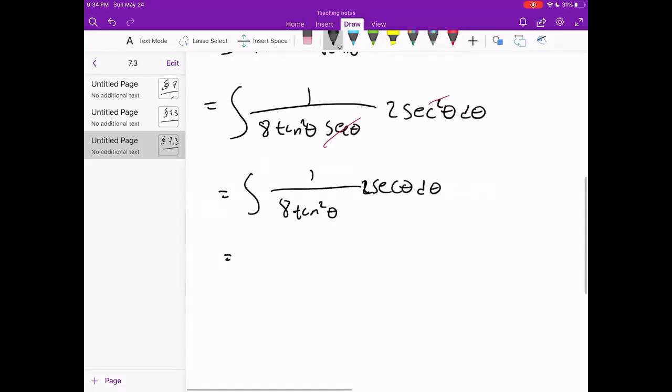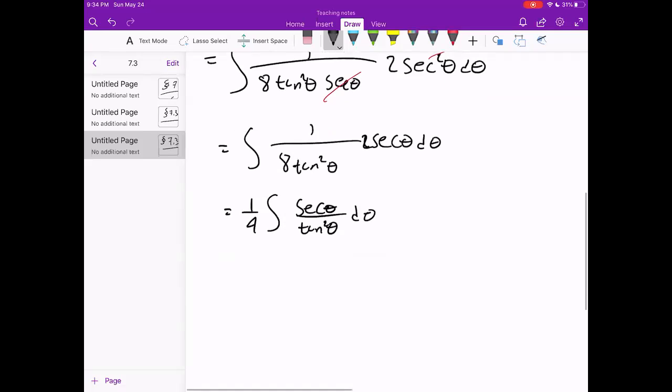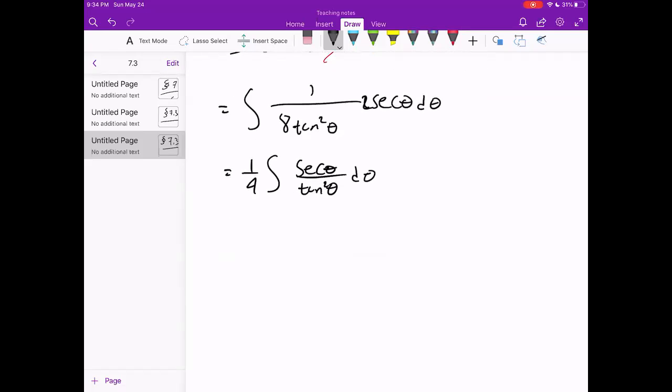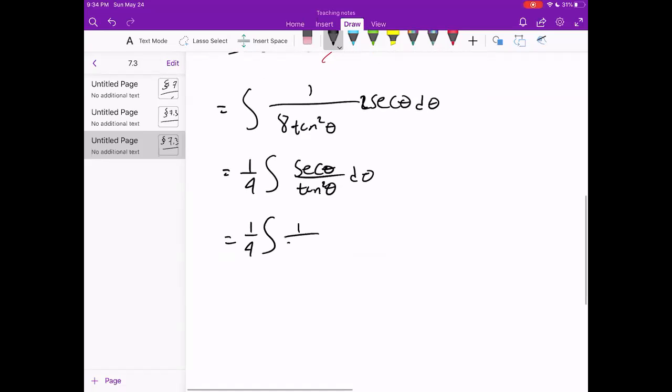Just keep simplifying. 2 over 8 is a 4th. Pull that out of the integral. I have secant theta over tan squared theta d theta. So if you look at this, it's not any of the trig forms that we had from section 7.1. It's not a u substitution. So let's try and put things in terms of sine and cosine. That's kind of our last resort. So secant is 1 over cosine. 1 over tan squared is going to be cosine squared over sine squared.